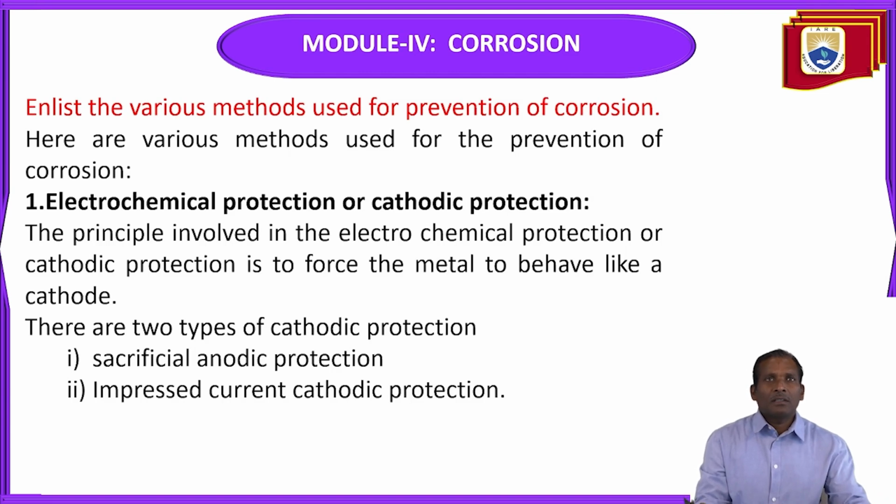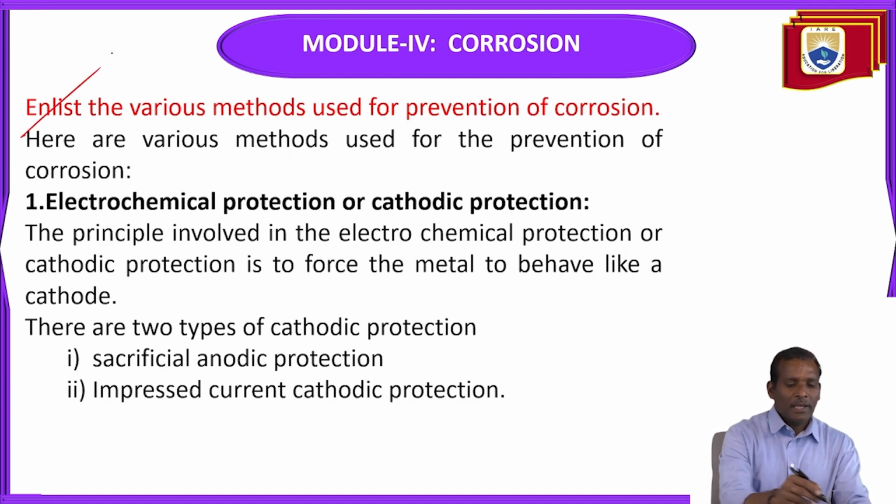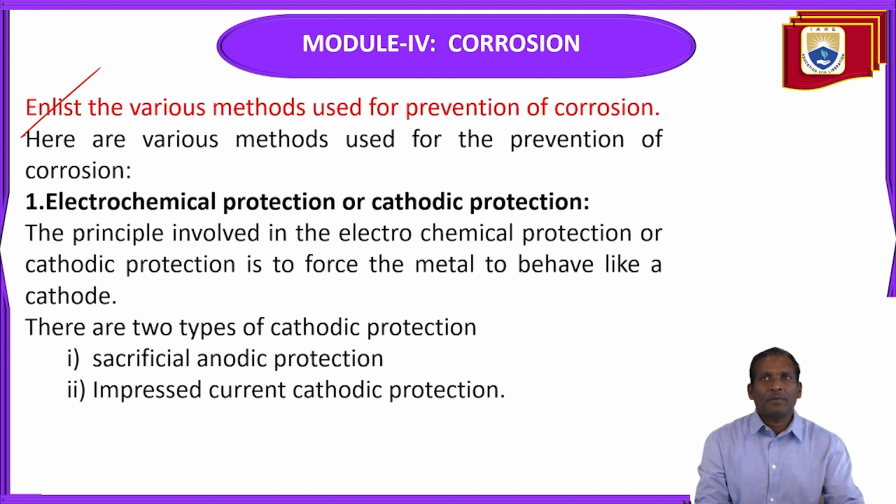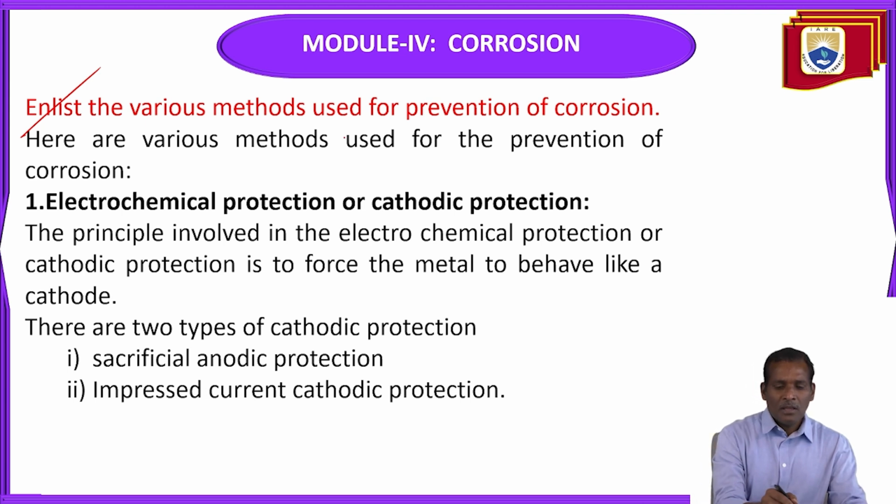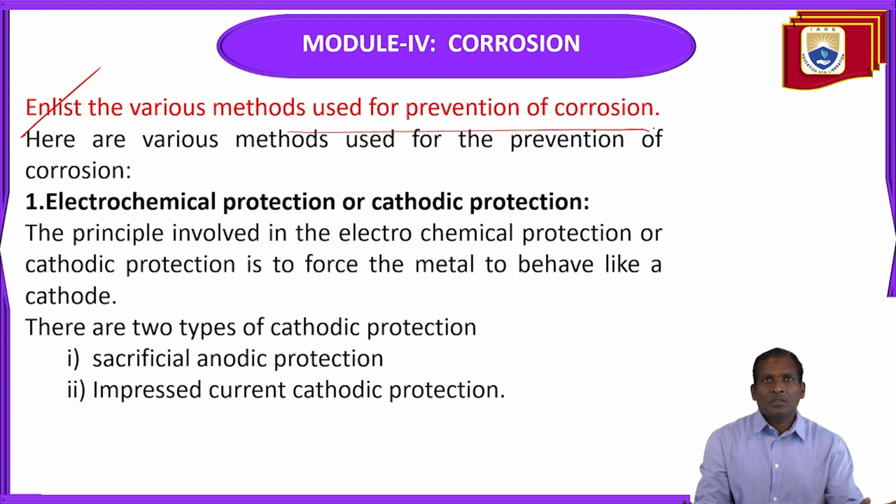In this, they have asked the question: enlist the various methods used for prevention of corrosion. So what are the various methods available for prevention of corrosion? Here are the various methods used for the prevention of corrosion, given one by one. So we will see electrochemical protection or cathodic protection. So this is one method. The principle involved in the electrochemical protection or cathodic protection is to force the metal to behave like a cathode.